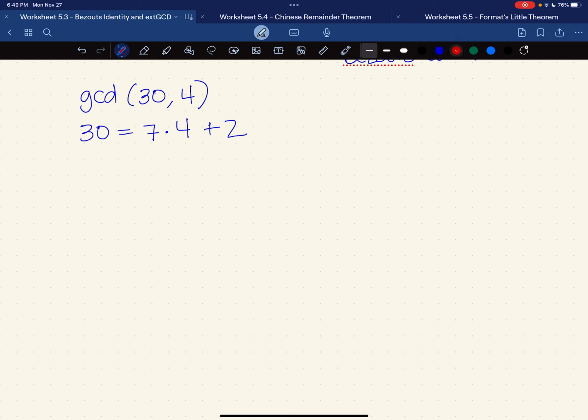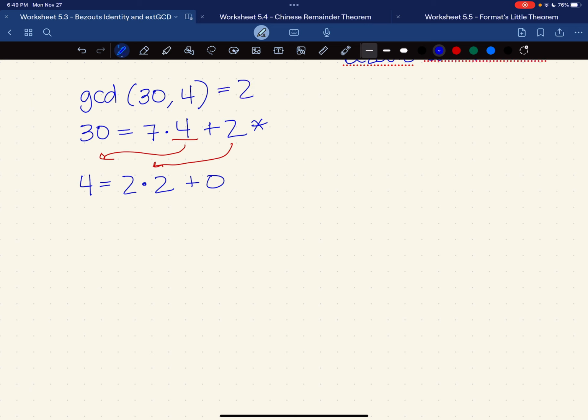And then we know that algorithm, and this is just a quick one, but we go ahead and move things down so that we then say 4 is equal to a certain number of multiples of 2. So we're moving everything down, 2 plus 0. And we'll keep doing that until we get to this 0, and then we remember, okay, yeah, then the GCD of 30 and 4 is 2.